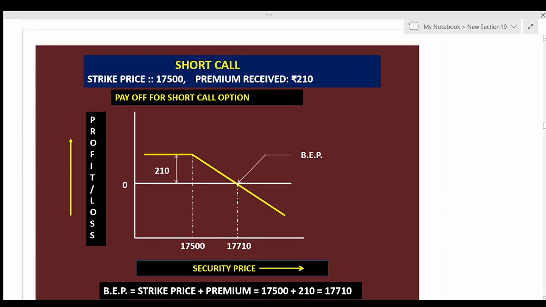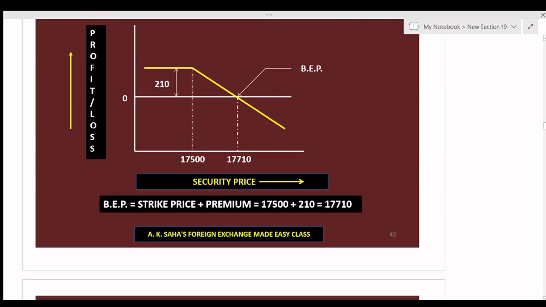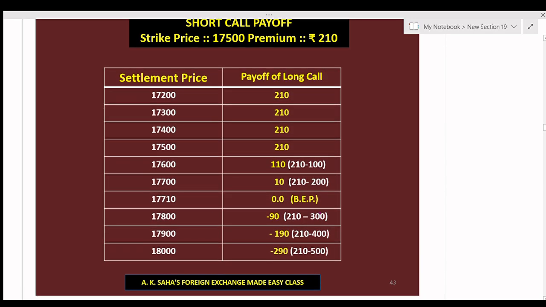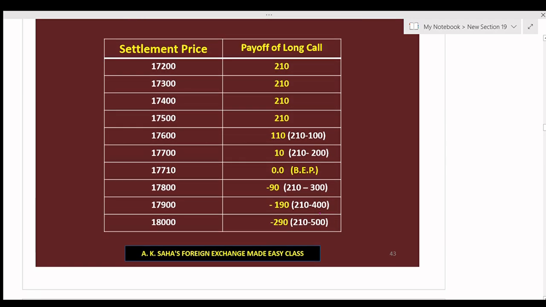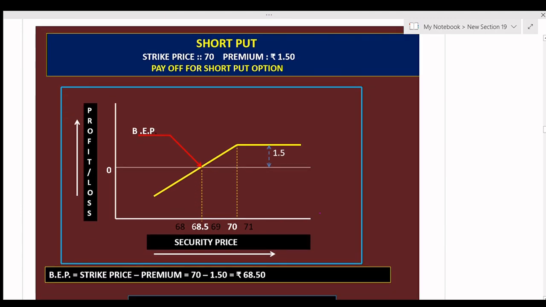Now short call in equity share. Strike price is 17,500, premium received is 210. The break-even point is 17,500 plus 210 is equal to 17,710. You see how you make a profit and loss in the short call. In this way, you go for the next, short put.